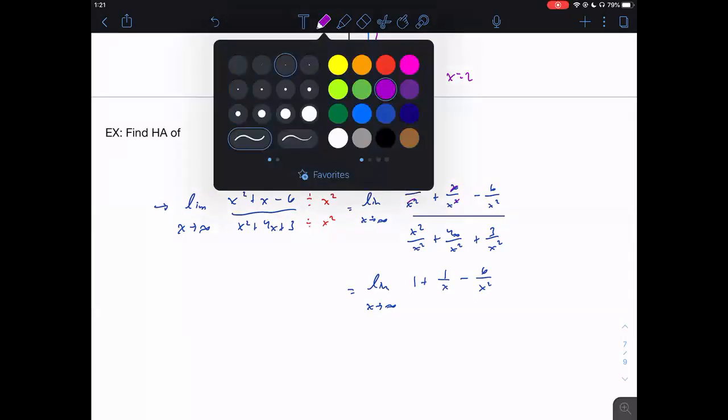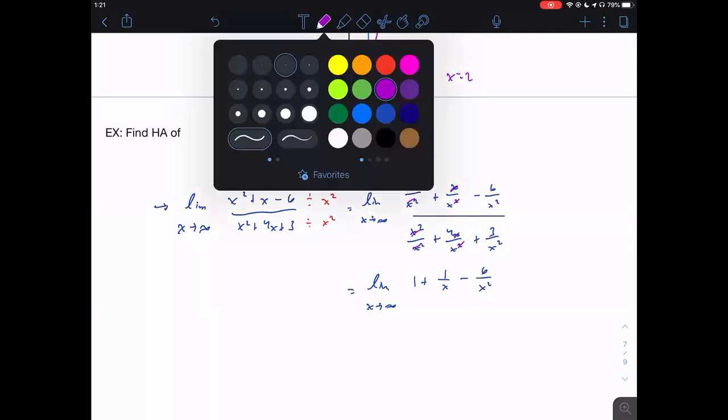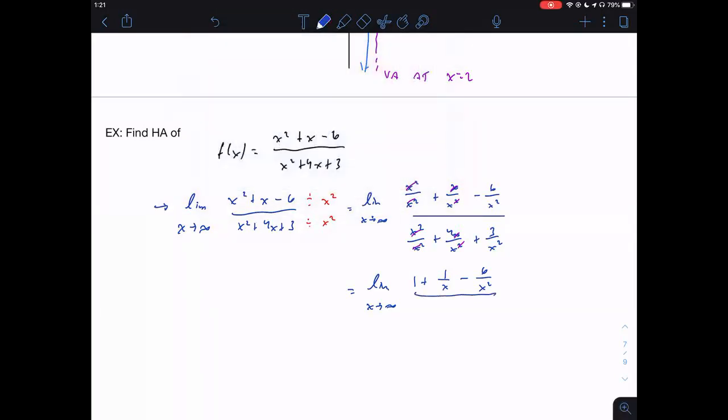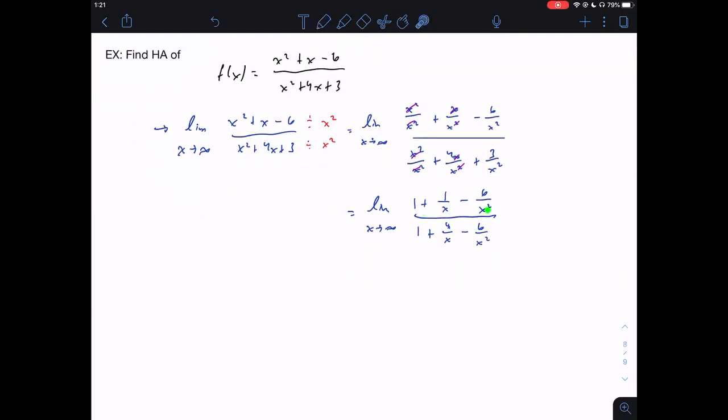And in the bottom, pretty similar. x squared over x squared cancels out to 1. And then for the second term, we have 4x over x squared. That x on top cancels out with 1 factor of x on the bottom. And then 3 over x squared just remains the same. So on the bottom, we're going to have 1 plus 4 over x plus 3 over x squared. Now we want to find the limit of each term as x goes to infinity.